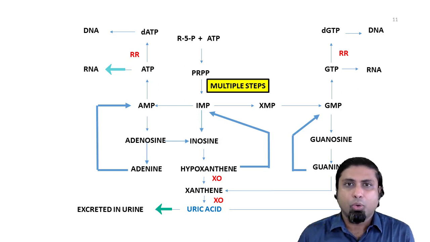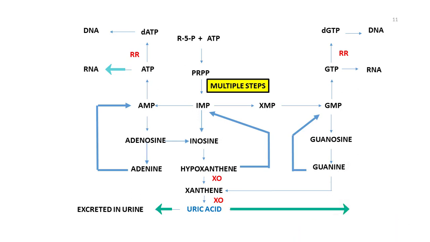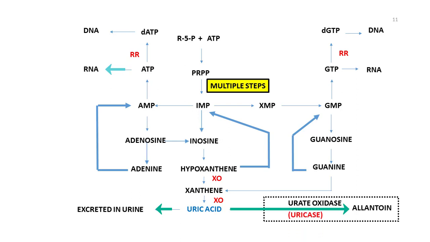Alright, now uric acid can be converted to a structure known as allantoin. Now this doesn't occur in human beings, it occurs in all other mammals. Human beings lack the enzyme which is responsible for the conversion of uric acid to allantoin, and this enzyme is urate oxidase, otherwise called uricase.